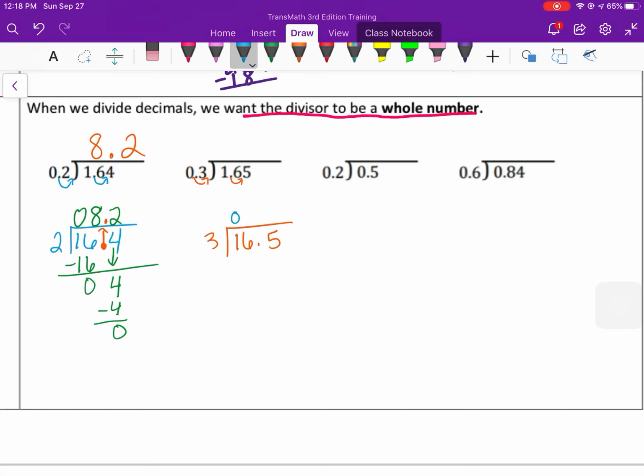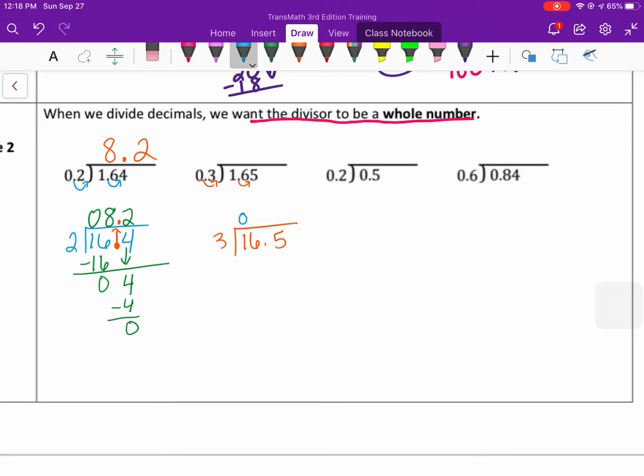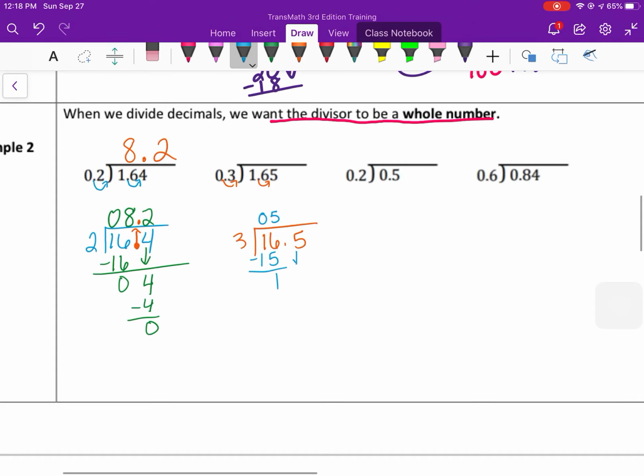Can 3 go into 1? Nope, so a 0 above the 1. How about 3 into 16? Well, I know that 3 times 6 is 18. 3 times 5 is 15. So put the 5 above the 16. Then we subtract. 16 minus 15 will be 1.